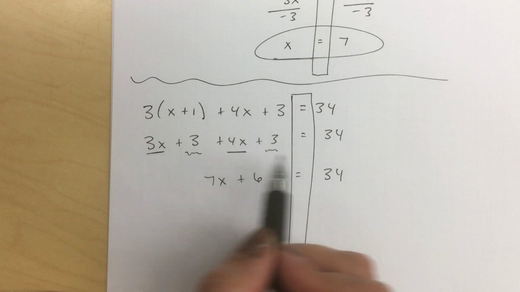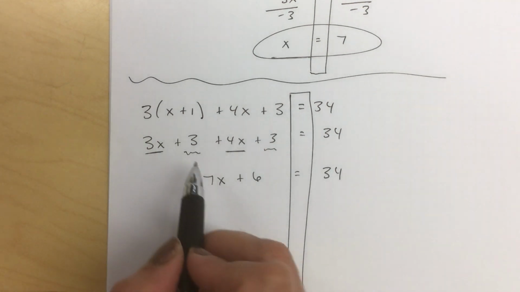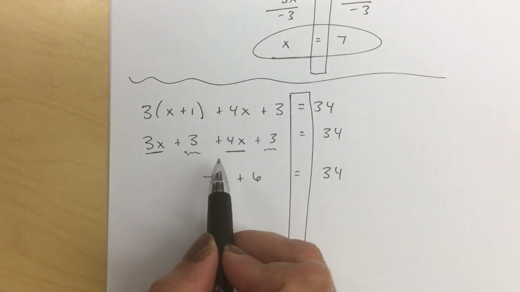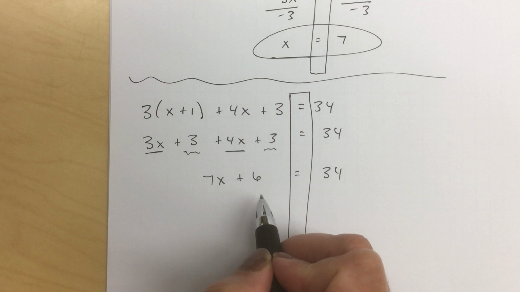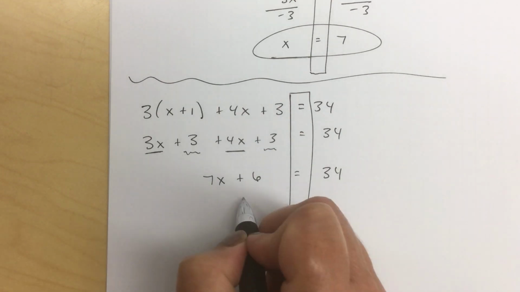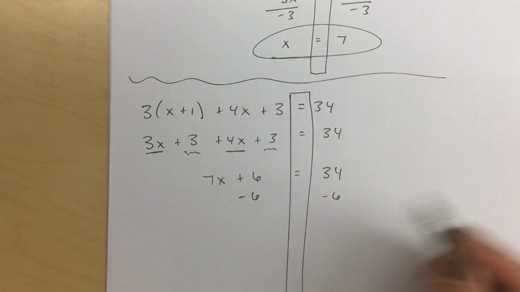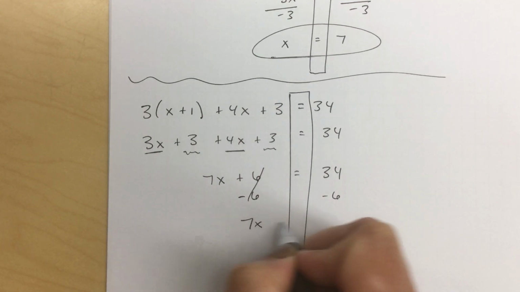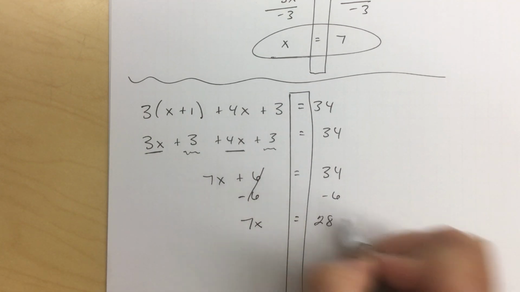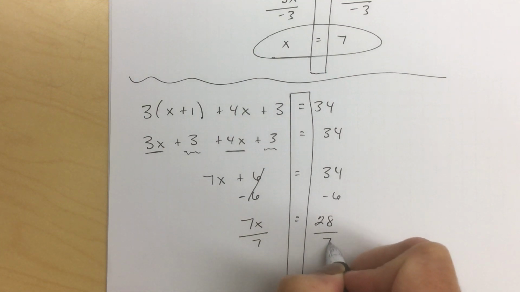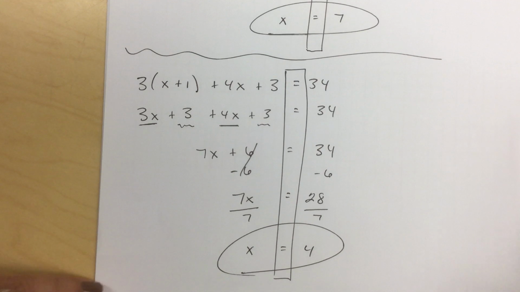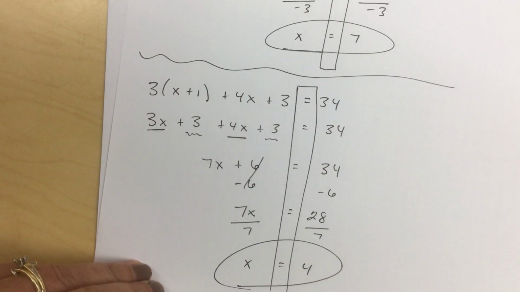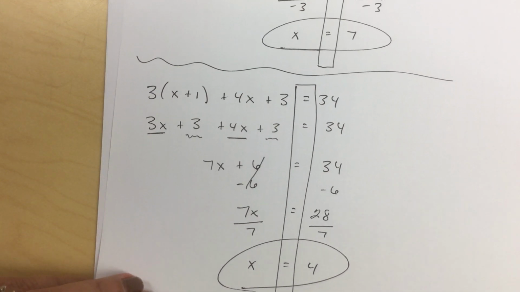So far, everything I've done has been over here on this side of the equal sign, so I actually did 3 plus 3, and I didn't subtract 3 from both sides. I combined whatever the sign was that was on the number originally. Now I'm ready to get rid of this plus 6, so I'm going to subtract 6 from both sides. So I have 7x equals 28, divide both sides by 7, and x is equal to 4. Okay, hopefully that makes sense to you. It's a lot of steps, but they're not complicated if you take them one step at a time.